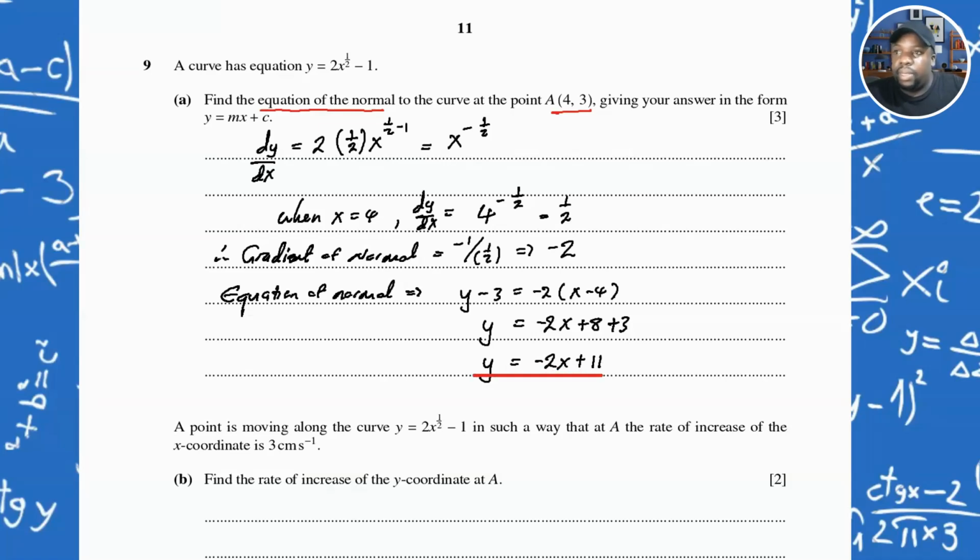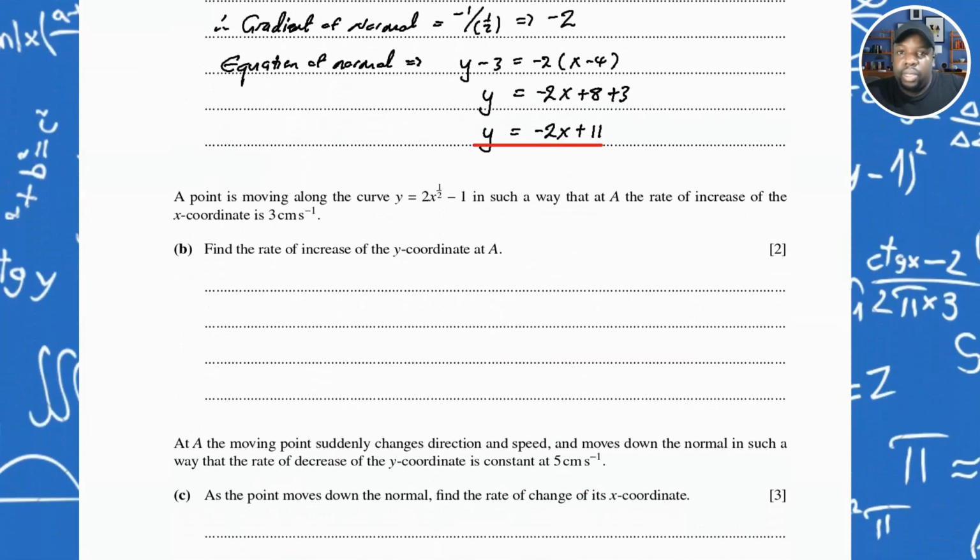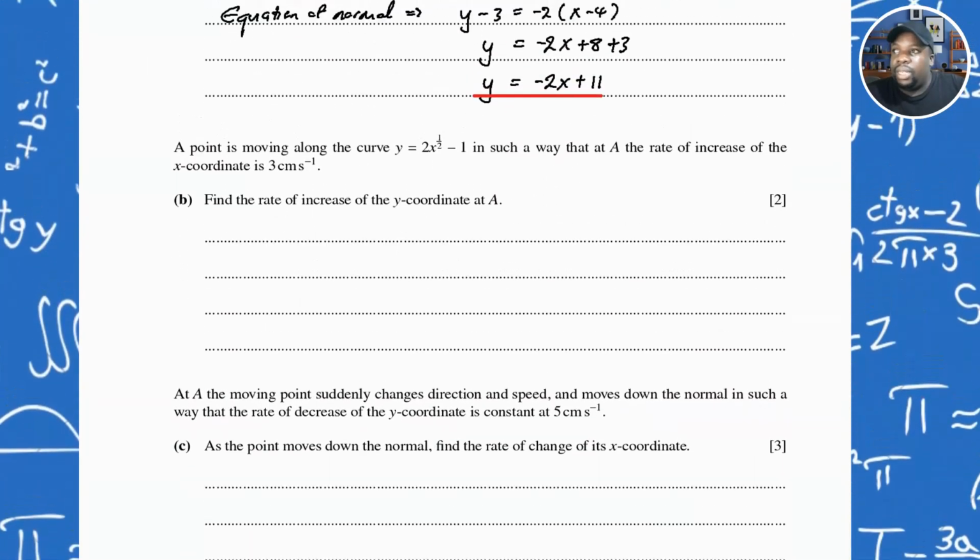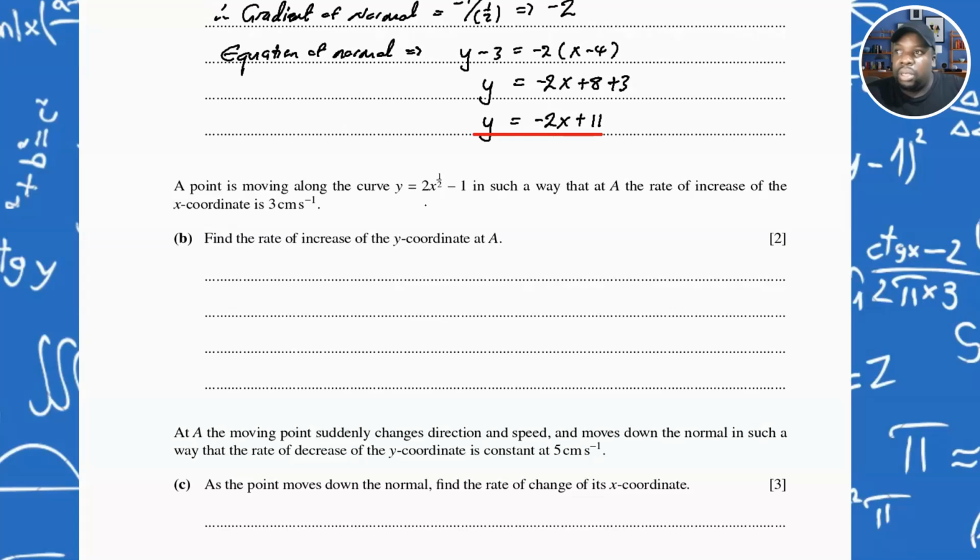All right, let's move on to part B. On part B, it says a point is moving along the curve y is equal to 2x to the half minus 1 in such a way that at A, the rate of increase of the x coordinate is 3 centimeters per second. So on B, find the rate of increase of the y coordinate at A.